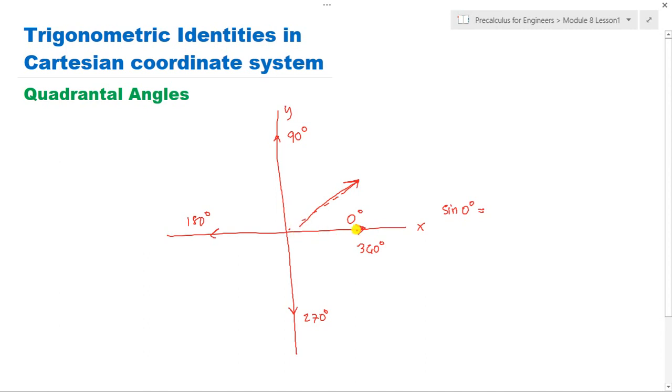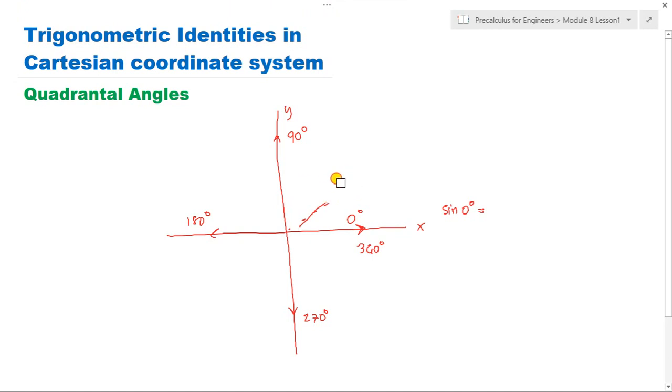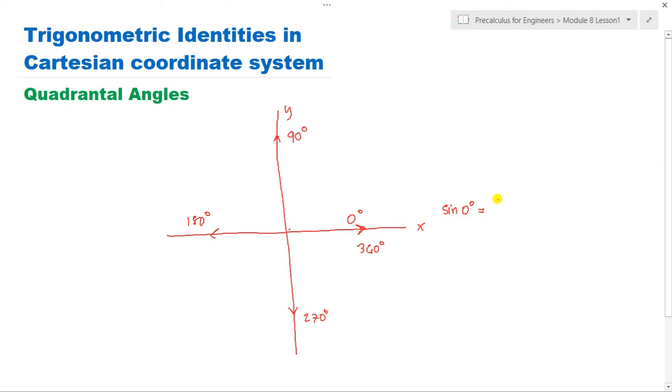Since kan siya kay pahigda man yod, meaning, naa ra tayo value sa atong x. We don't have value for our y. So therefore, that is y over r. So y is 0. So 0 divided by r, that is 0. So therefore, sine of 0 degrees is 0. The same is true with sine of 360 degrees, that is 0. So therefore, para masummarize na to ha, for the x-axis for 0 and 360 degrees, our sine here is 0.